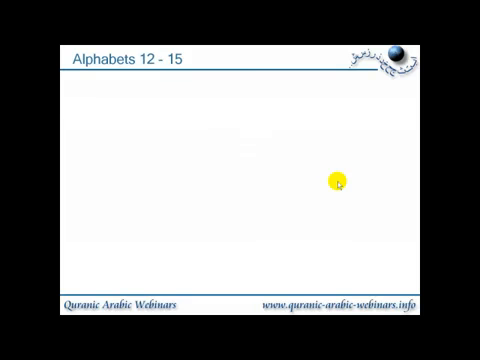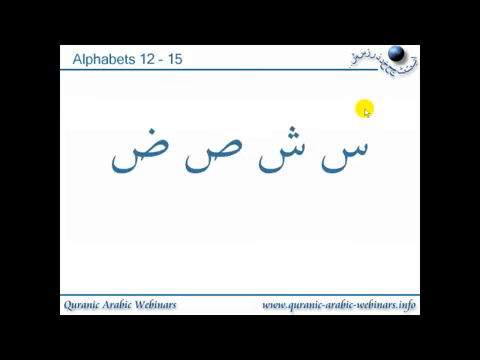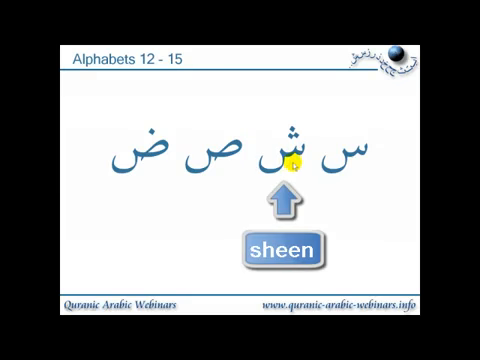Alphabets 12 to 15. Okay, so the first two have the same shape, so it's the two small curves and then the big curve. Second one's got three dots. The first one is known as Seen. Second one is known as Sheen.